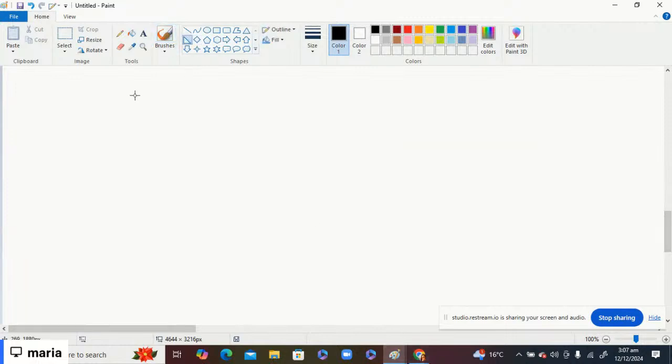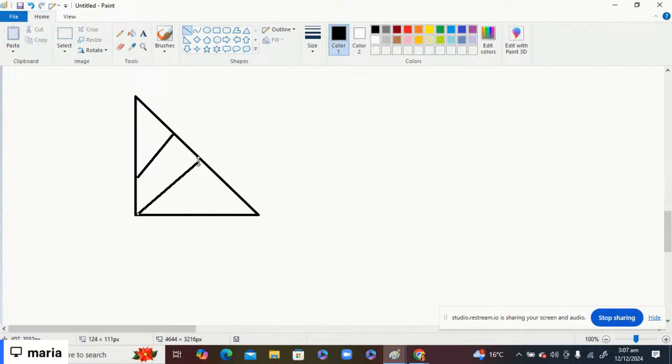Let's suppose I draw this triangle here. For example, this is the shape. So now tell me, how can we write it? We put the total number of parts in the denominator: 1, 2, 3, and 4. So we put 4 in the denominator. And how many are orange? Only 1. So we put 1 here. 1 by 4 is your answer.